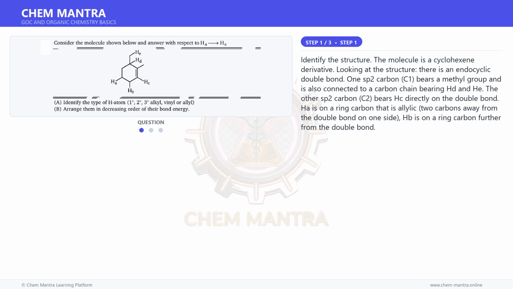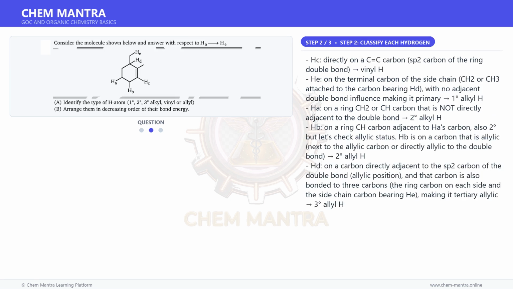Identify the structure. The molecule is a cyclohexene derivative. Looking at the structure, there is an endocyclic double bond. One sp2 carbon, C1, bears a methyl group and is also connected to a carbon chain bearing HD and HE. The other sp2 carbon, C2, bears HC directly on the double bond. HA is on a ring carbon that is allylic, 2 carbons away from the double bond on one side. HB is on a ring carbon further from the double bond.